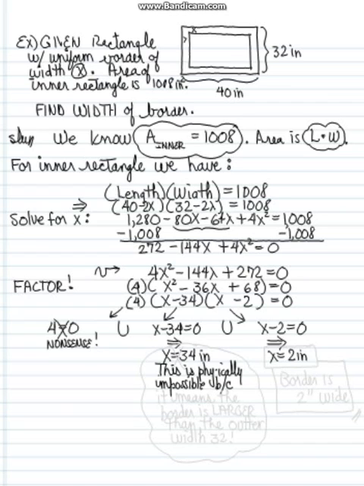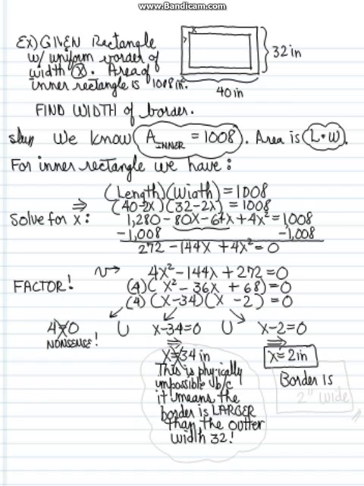And for that reason, we have to discard this physically impossible solution, x equals 34, and it leaves x equals 2 inches. The border is 2 inches wide. And we're finished.